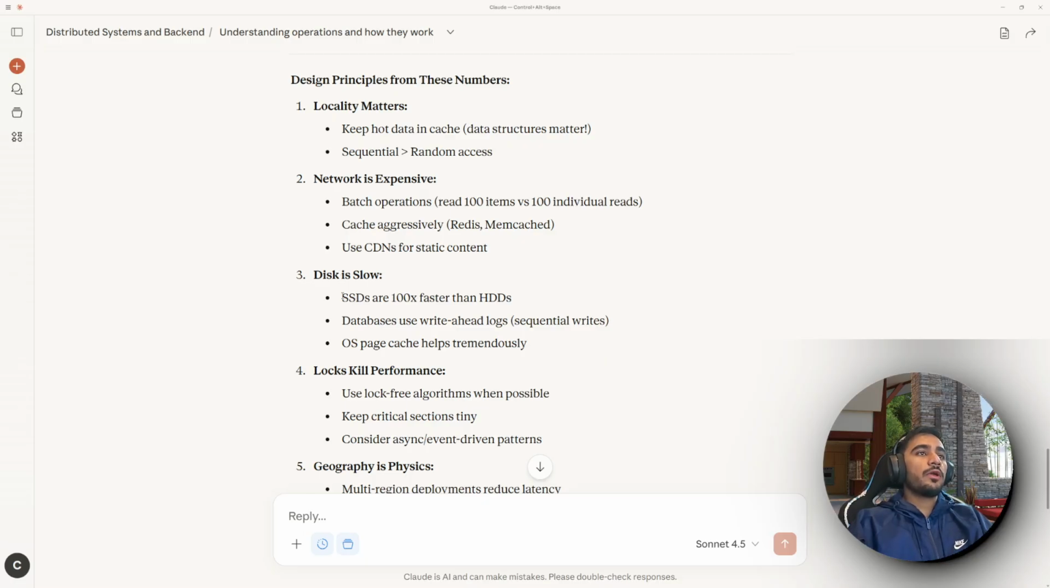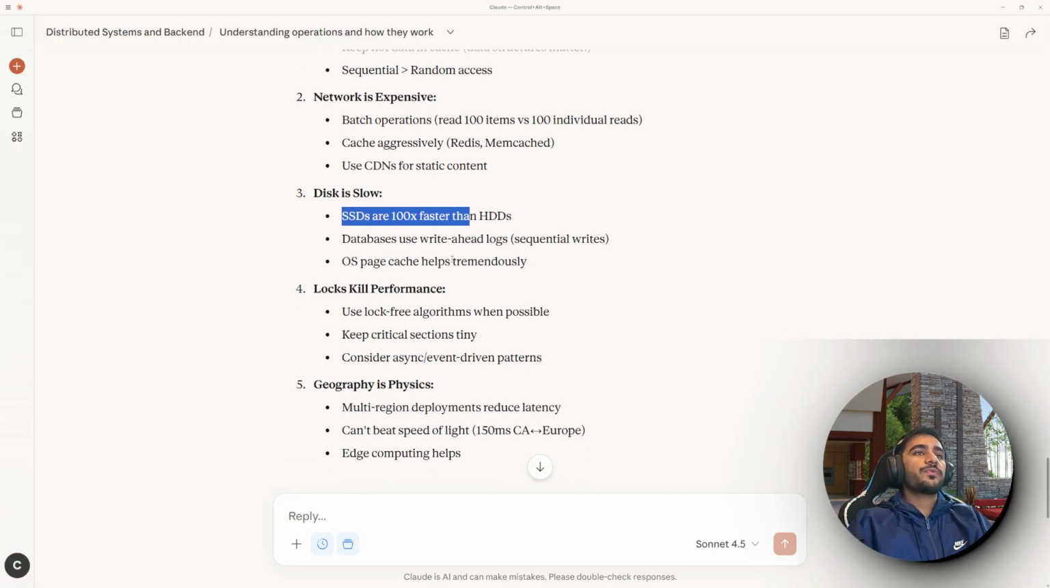So disk is slow. Disk is the new tape, as it said. SSDs are 100 times faster than them. Databases use write-ahead logs, sequential writes. OS page cache helps tremendously. Okay, more on this later. Locks kill performance. Use lock-free algorithms when possible. We went over mutex and why, when a resource is in a lock, it becomes a bottleneck if it is not released properly. And keep critical sections tiny. Consider async or event-driven patterns, messaging queues, things like that.